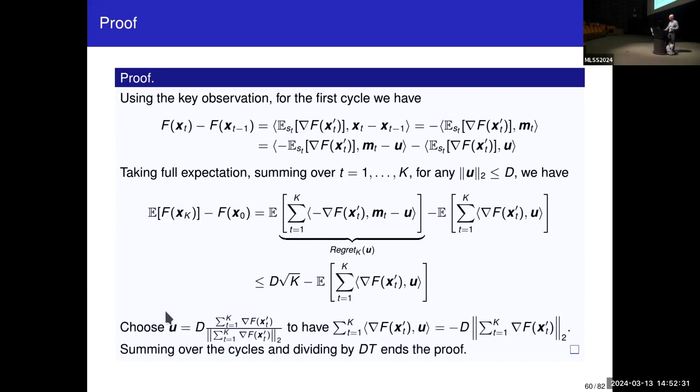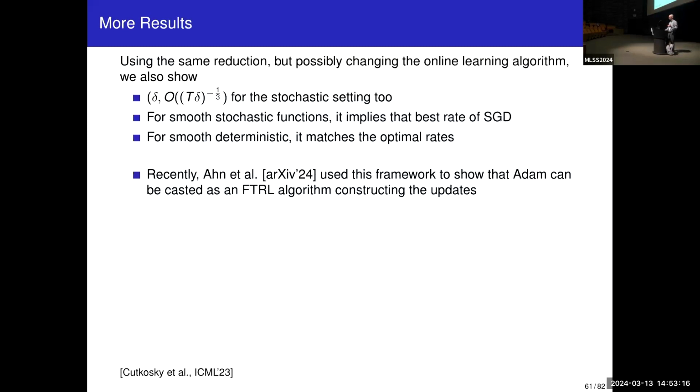Which u do I want to choose? I choose exactly the sum of these terms here divided by their norm, so that this is a vector of norm 1 multiplied by d. Okay, so that this term here becomes minus d times the norm of the sum of these gradients. And this is exactly the stuff that was appearing in my proof on the left-hand side. So now this was one cycle. I just have to sum over the cycles. And again, this is a telescopic sum, so this will keep telescoping till the end. This thing will just be multiplied by the number of cycles that I have. And this thing will just be summed over the cycles. And then I divide it by d, capital T, and I get my theorem.